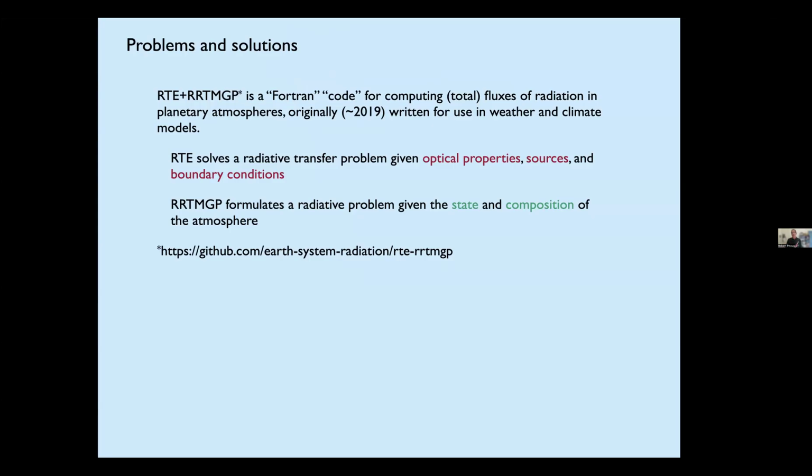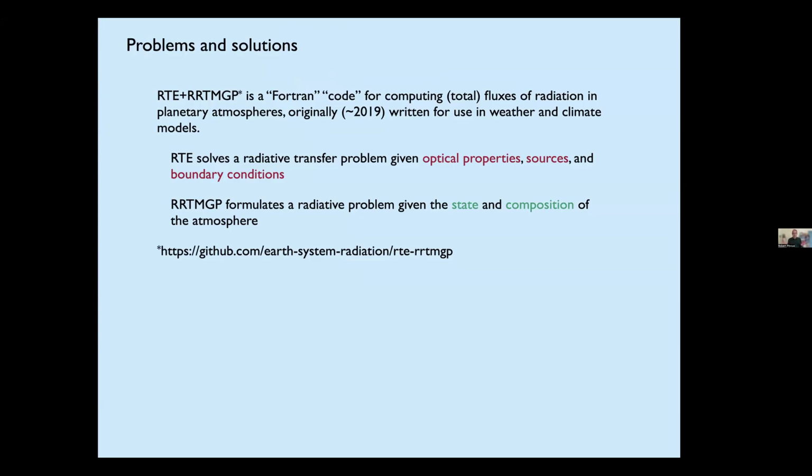We started the project in 2016. The first documentation and the first working release was 2019. And it's used in weather and climate models. Most of the climate models in the US use this code now. I'll explain why. It's both Fortran and coder in quotes.